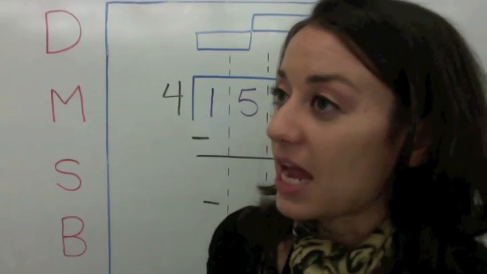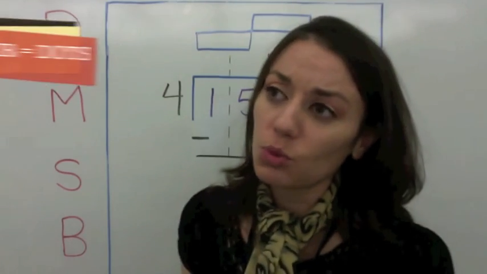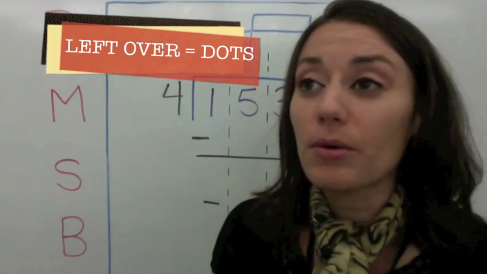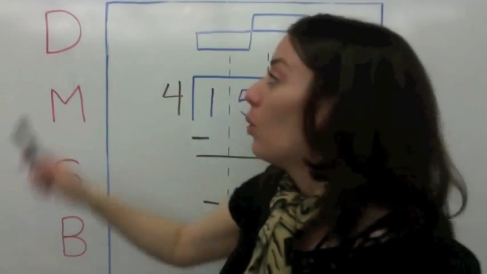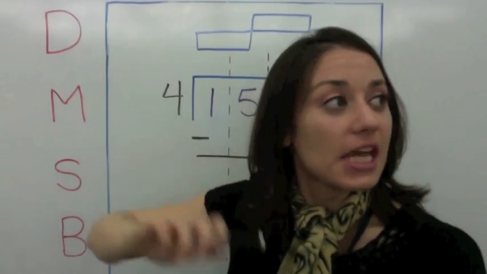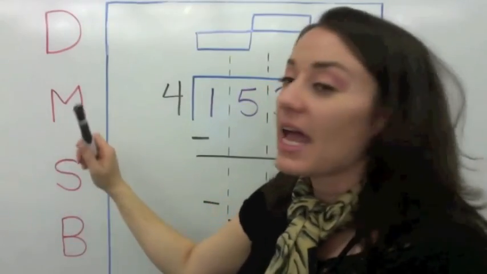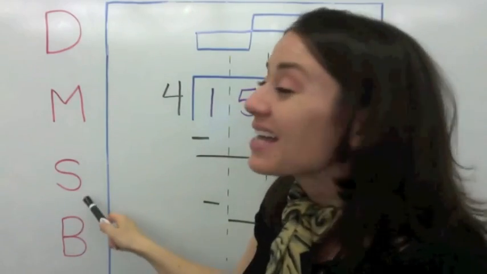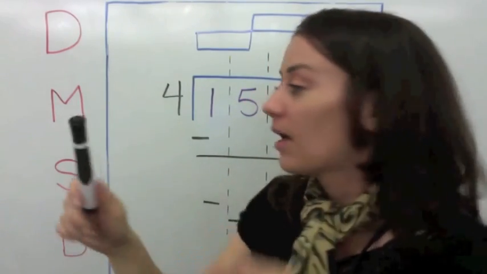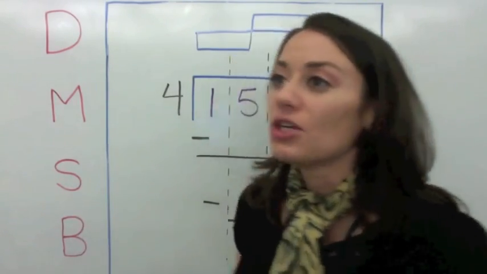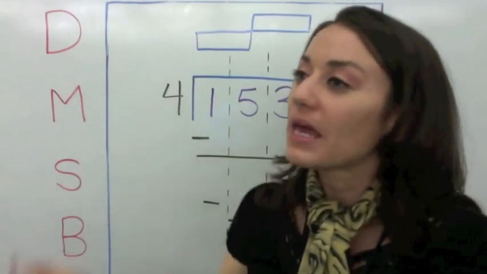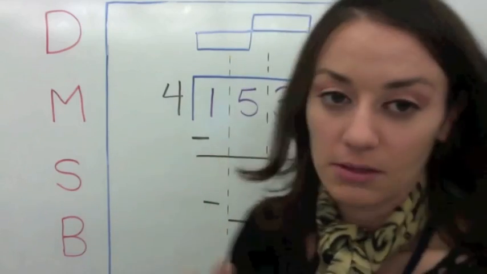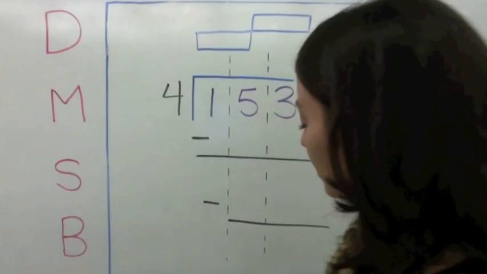Now what I want to practice today is when you have leftovers, we're going to put those as dots. We're going to put them as what? Dots. But before we begin, let's review the steps of division. When I say D, you say division. When I say M, you say multiply. When I say S, you say subtract. And when I say B, you say bring down. Okay, so you have to repeat this process 2 times. Okay, so let's go ahead and get started.